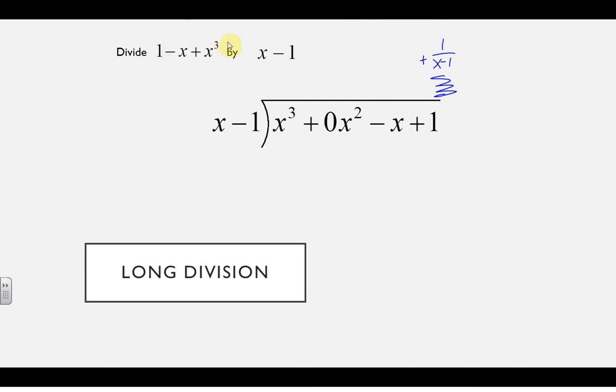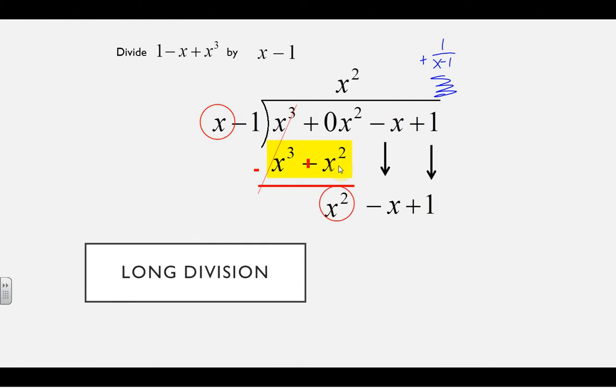This was not in standard form, and I need a placeholder. So I should be x cubed minus x plus 1. And I need that x squared placeholder. So x goes into x cubed x squared amounts of times. Multiply that through. So this is showing it a little bit of a different way where you can just do that and then you can negate. Okay, bring it down, and you're at x squared. Drop down the negative x.